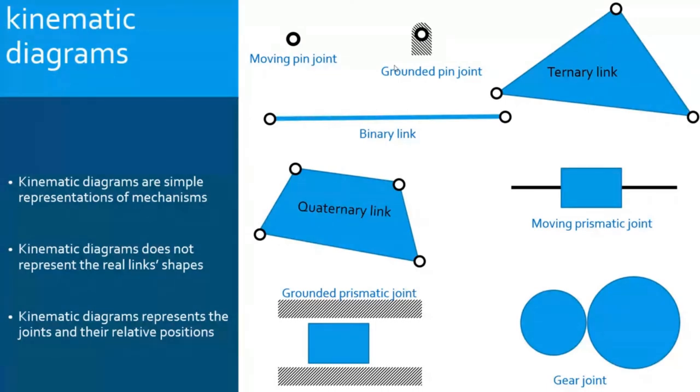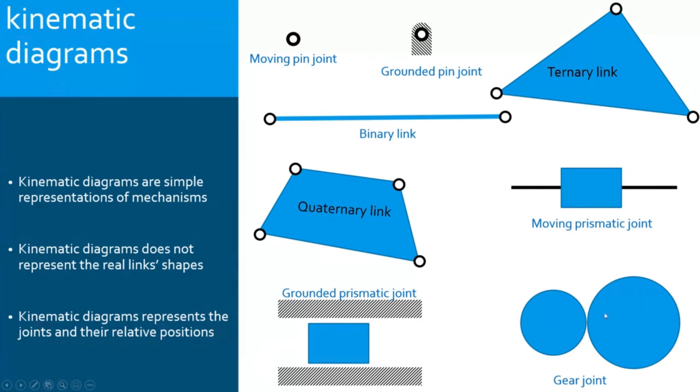Here are some examples of what we are going to use to represent links. For example, a circle will represent a pin joint, which can move. If it is grounded, it will look like this one. The binary, ternary, and quaternary links are already introduced. We have the prismatic joints like this. So we have a slider, which is moving, for example, along a bar that can move. Now, this is if the slider is translating with respect to the ground.